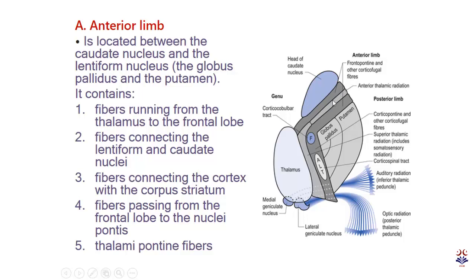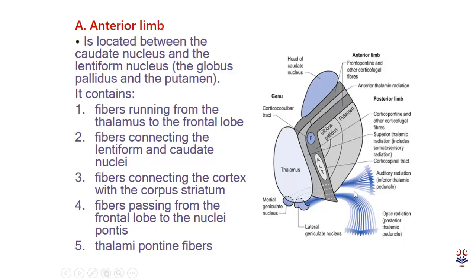The second type are fibers which connect the lentiform nucleus. This is the lentiform nucleus. These fibers connect the lentiform nucleus to the caudate nucleus. So these fibers also go through the anterior limb. The third type are fibers that connect the cerebral cortex with the corpus striatum. Collectively, the caudate nucleus and the lentiform nucleus are called the corpus striatum. So the fibers which connect the cerebral cortex also pass through the anterior limb.